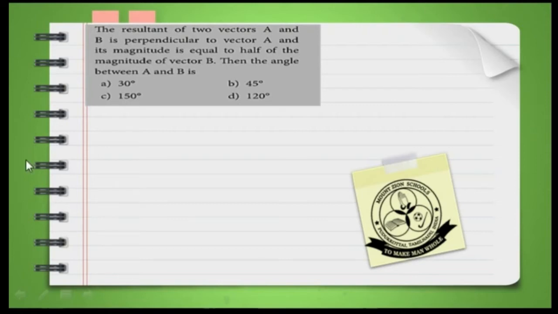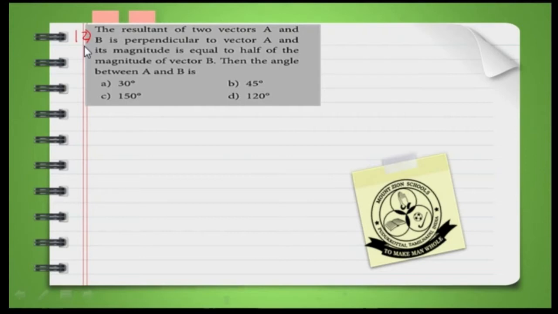This is problem number 12. The resultant of two vectors A and B is perpendicular to vector A and its magnitude is equal to half of the magnitude of vector B. What's the angle between A and B? Here you are given options.